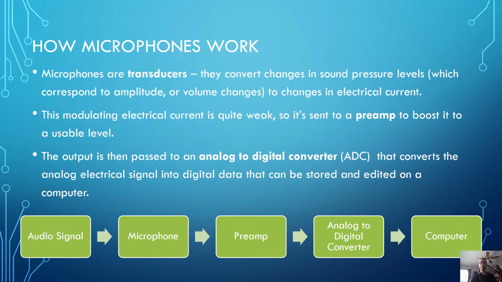The output of the preamp is then passed to an analog to digital converter, or ADC, that converts the analog electrical signal into digital data that can be stored and edited on a computer.